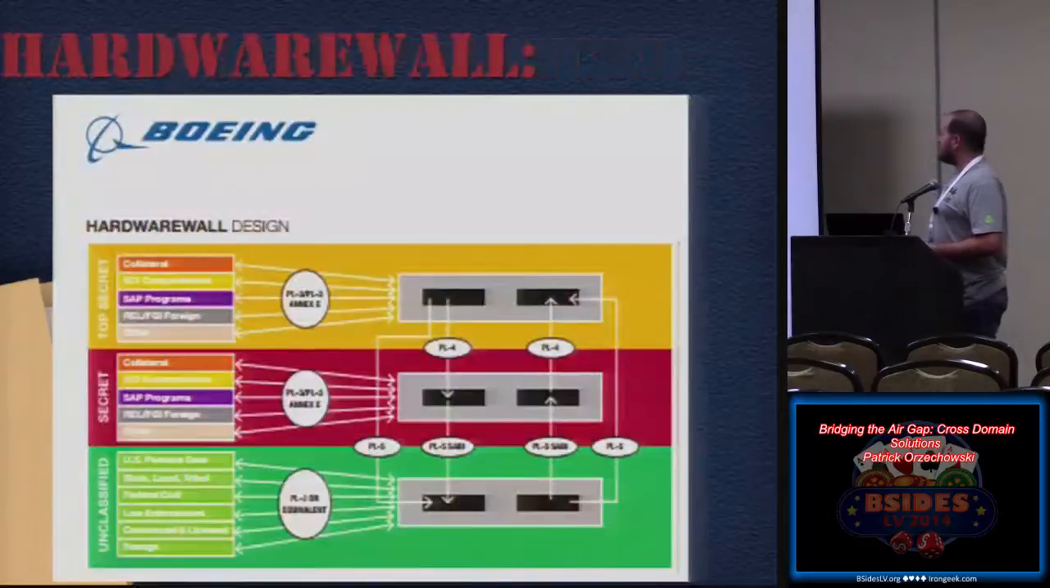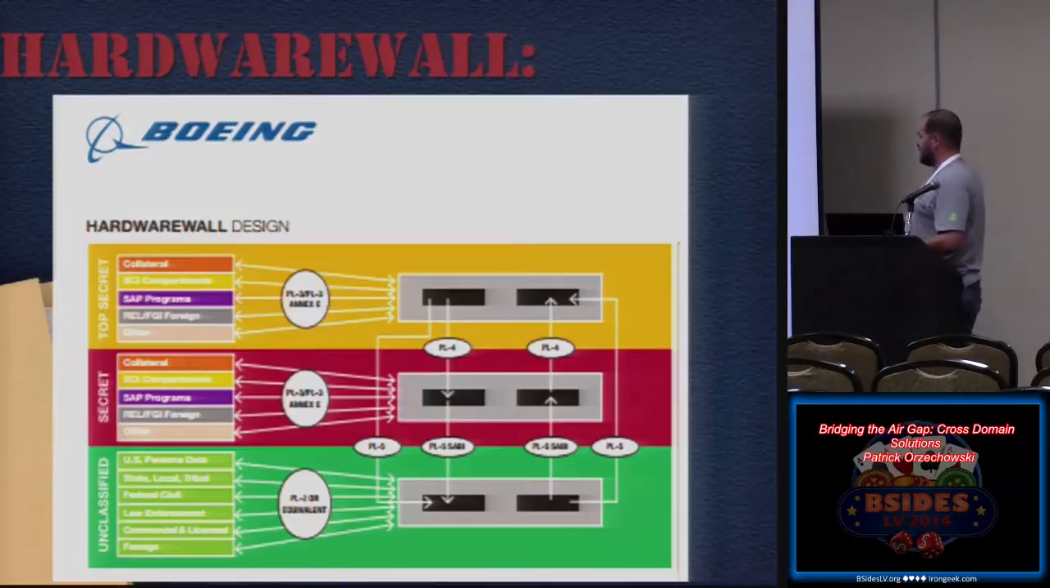This is Boeing's hardware wall. This is right off their site. You'll see here different classification domains: top secret, secret, unclassified, and within those are different compartments. And this is hard to see, I know, but I put this in here because I wanted to show how complex these systems can get very quickly.